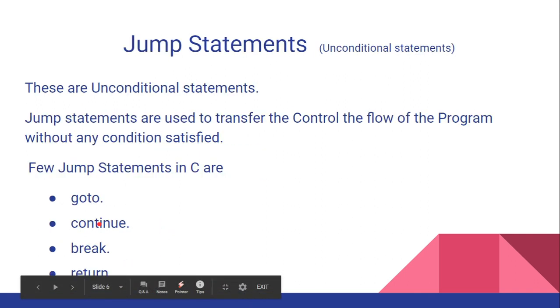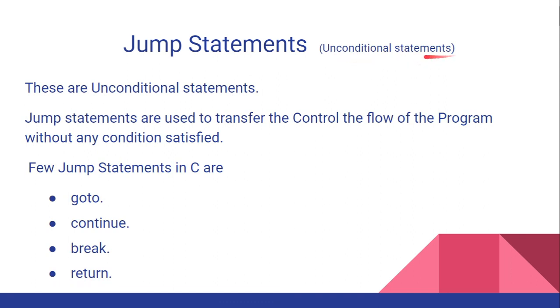Then next is the jump statement. The jump statement is called an unconditional statement. What is an unconditional statement? There is no condition to be satisfied. No need to check whether it is true or false, or if it is working or not. It simply makes the flow go in another direction. That is called an unconditional statement. So jump statements are used to transfer the control of the program without any condition specified.